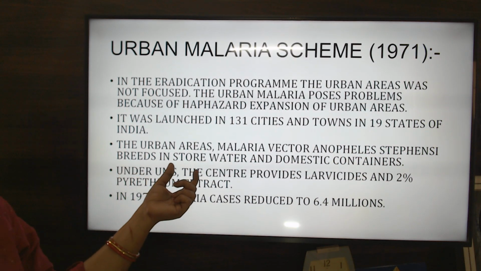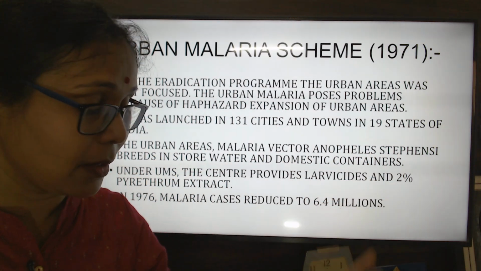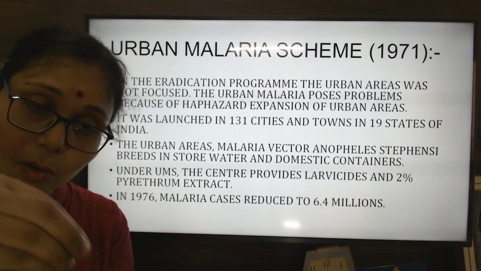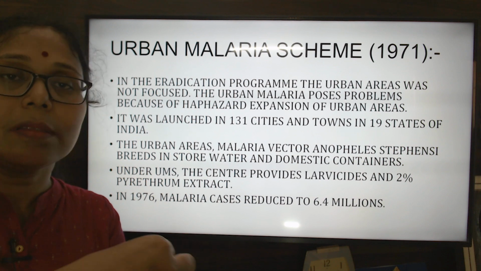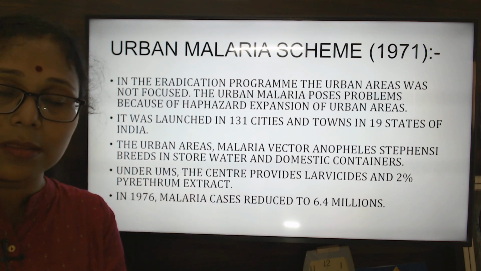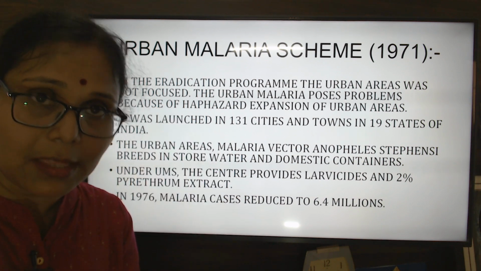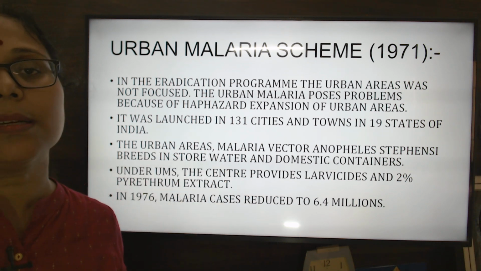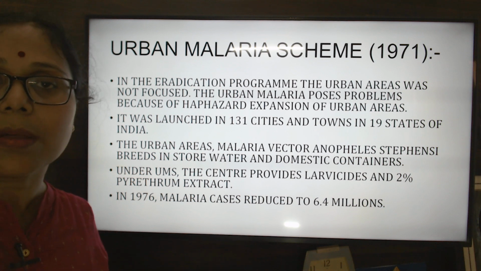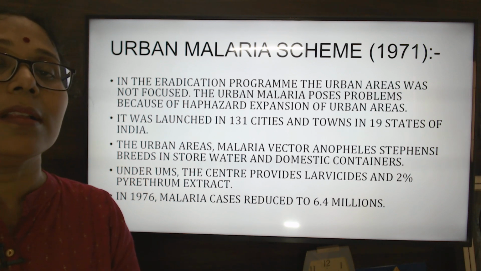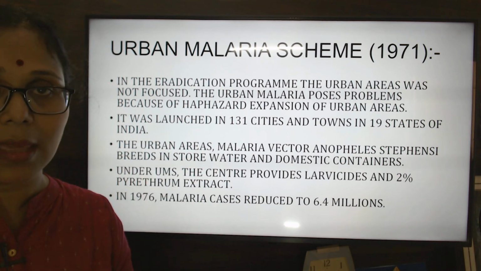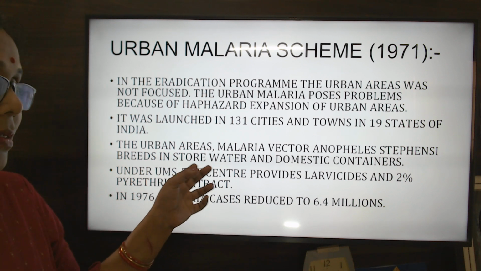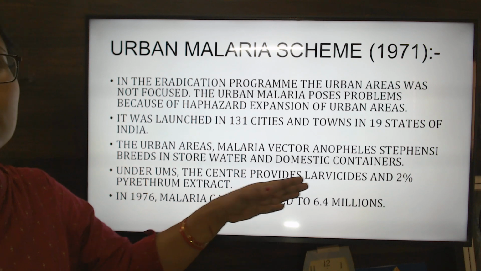The urban malaria vector is Anopheles stephensi. Malaria is a vector-borne disease, and in the urban area the mosquito is Anopheles stephensi. It breeds in stored water and domestic containers, so this mosquito can easily lay its eggs, grow, and develop into an adult mosquito because it lives in stored water and domestic containers.